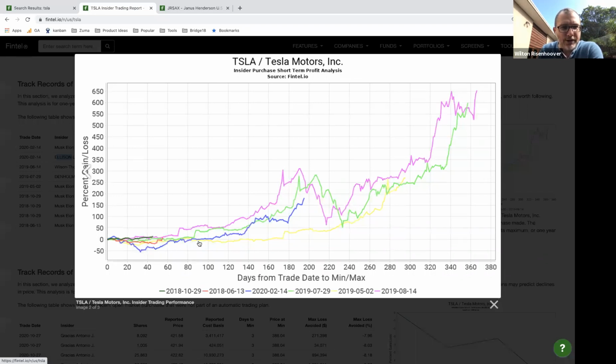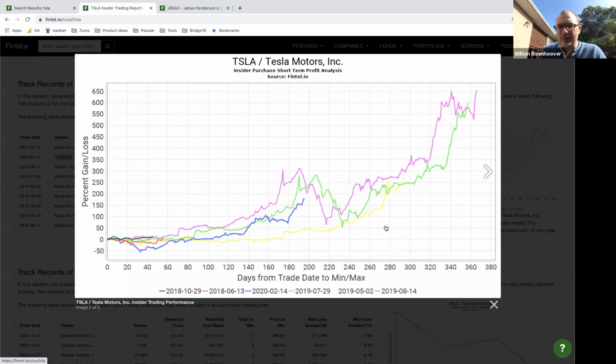So the blue trade went up and it got to be around day 200 and it reaches max. We only plot to the max. At some point after this, it probably fell down a little bit. But the point of this is that you can actually see that these did really well. Now, obviously, Tesla has been going up in a secular trend for a long time.